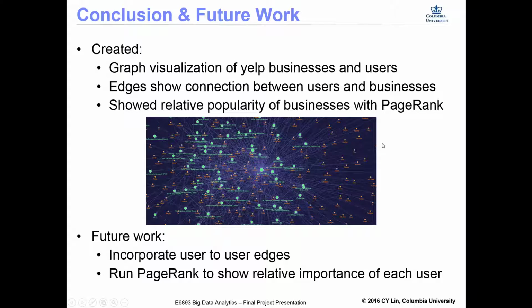So in conclusion, I've created a graph visualization of the Yelp business and user data. Edges will show connection between the businesses and the users, and the sizes of the nodes show the popularity of the business based on the page rank algorithm. For my future work, I'd like to incorporate the social edges between user to user to enhance the page rank algorithm and give a more accurate view of how important each business is.